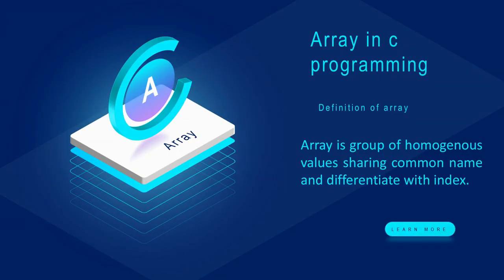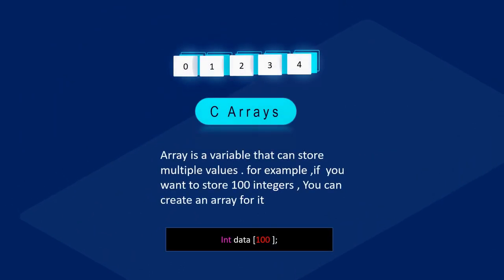Because we can use normal variables v1, v2, v3 and so on when we have a small number of objects, but if we want to store a large number of instances, it becomes too difficult to manage them with normal variables. The idea of an array is to represent many instances in one variable. An array is a variable that can store multiple values. For example, if you want to store 100 integers, you can create an array for it, int data[100].